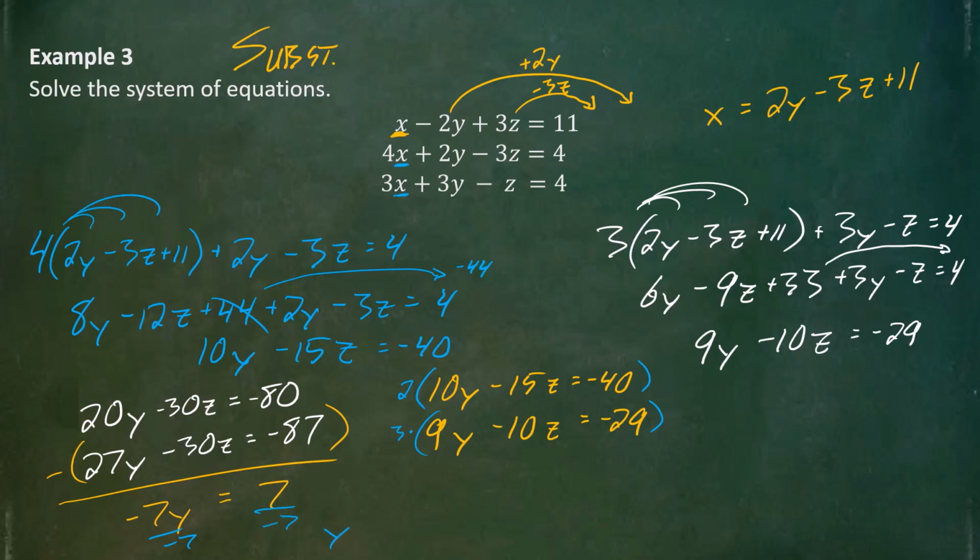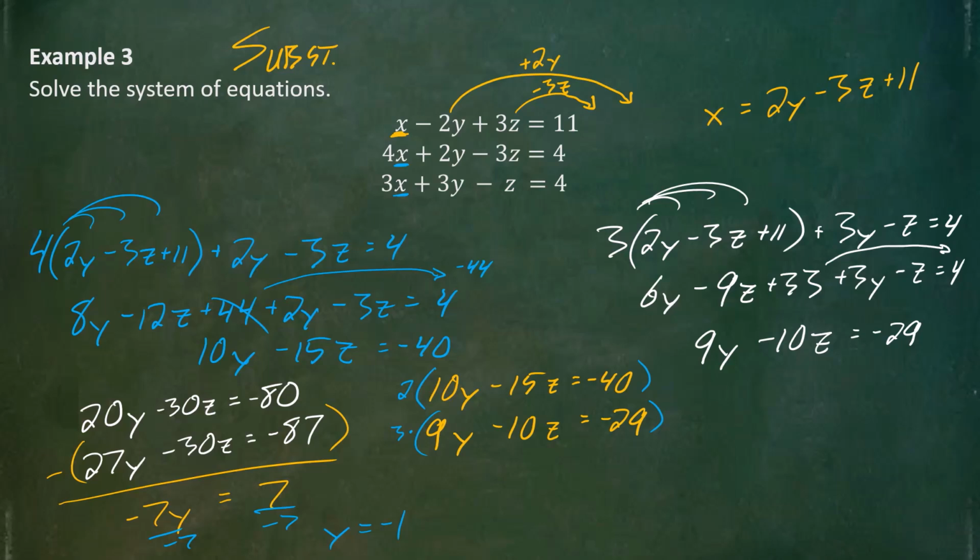And I get that my y coordinate is going to be negative 1. So now what I want to do is start cycling my way back through the equations so I can isolate other variables. I'm going to stick with the 2 variable options, the 10y minus 15z equaling negative 40, or the 9y minus 10z equaling negative 29 there in the middle of the screen. That should allow me, if I substitute in place of the y, to solve for the z. So let's go ahead and do that really quick.